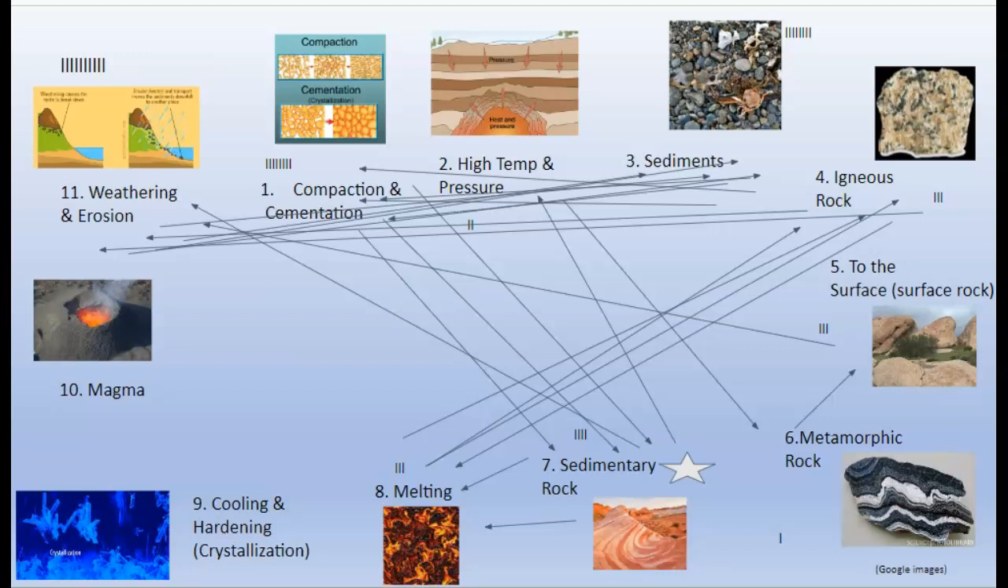Now, this assumes that you drew your arrows according to the table. There are a number of cases where liberties were taken, like going directly from metamorphic rock to sedimentary rock. And according to the table, that is not allowed. That's not what is expected to happen in nature.